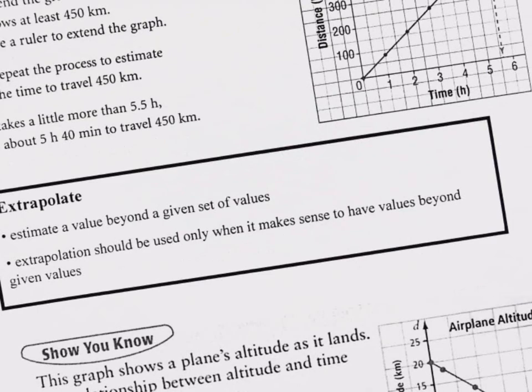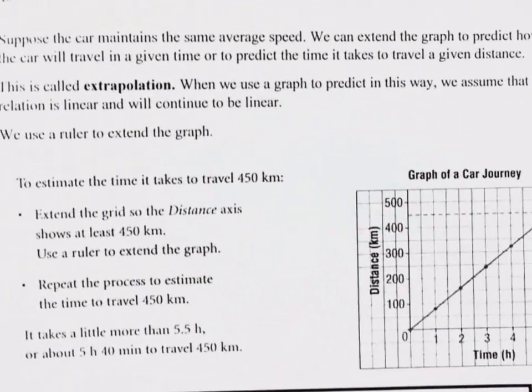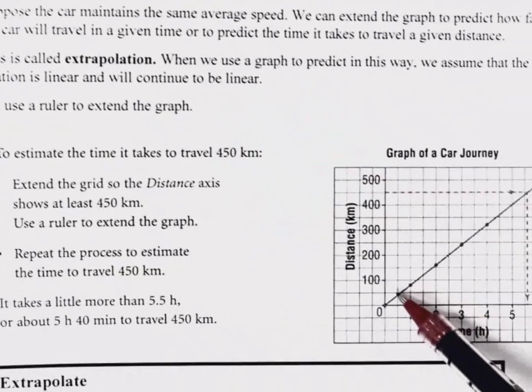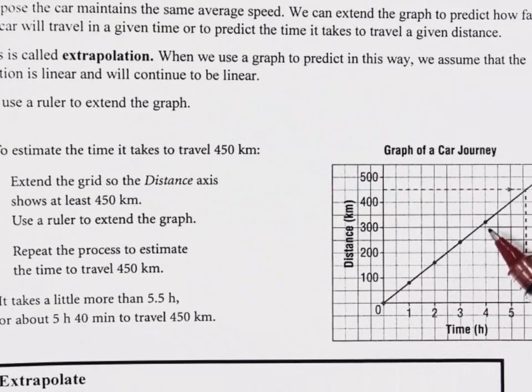All right, now we're going to extrapolate. So now we're going off the graph. Suppose the car maintains the same average speed, so it's the exact same graph. We have the data points here, so we have 1 hour, 2 hour, 3 hour, 4 hour, okay?